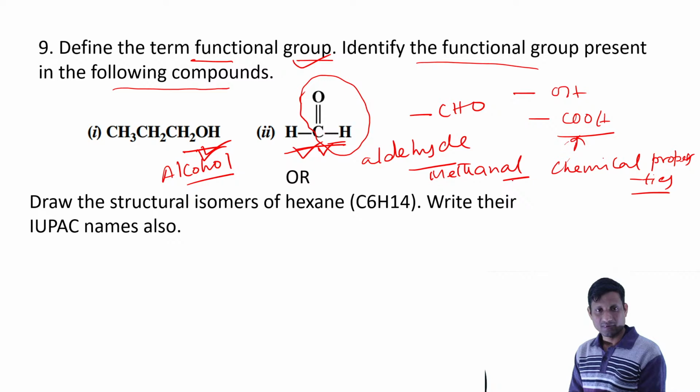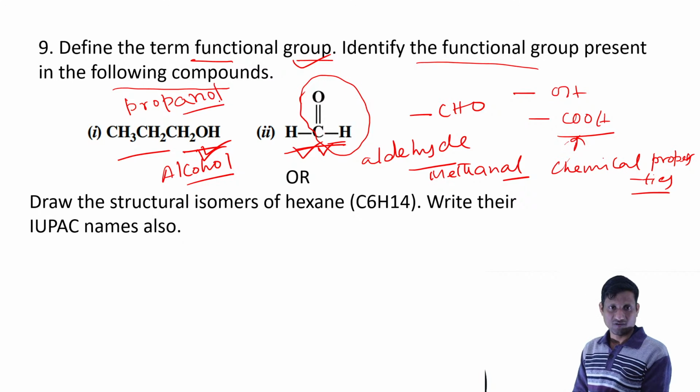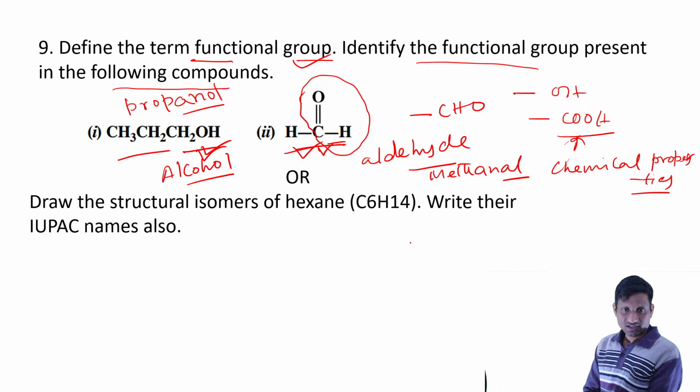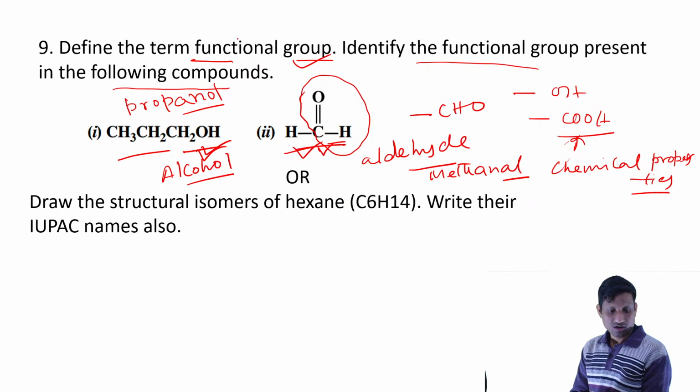And for this one, what would be the nomenclature? You are having 3 carbons, so basically this will be propanol. Okay, so in the next one, there is an OR option.